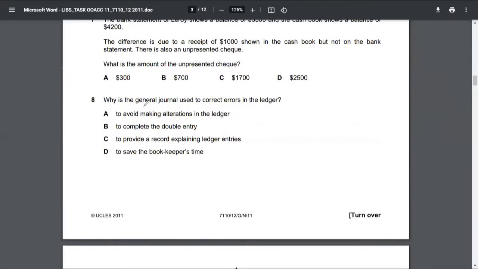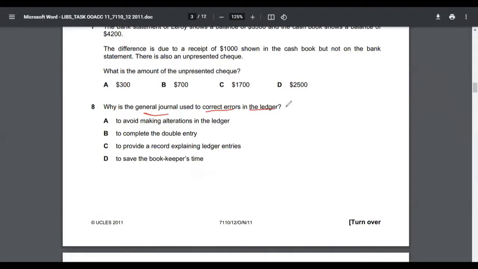Why is general journal used to correct errors in the ledger? If, for example, there are errors in the ledger, which is very common, the first entry point to rectify that ledger error would be through general journal, which is basically passing the journal entry. So why do we do that? That is what the question is asking me. So let's look into the options.